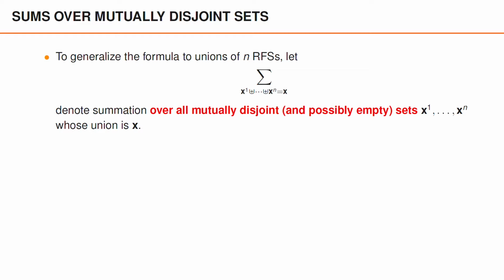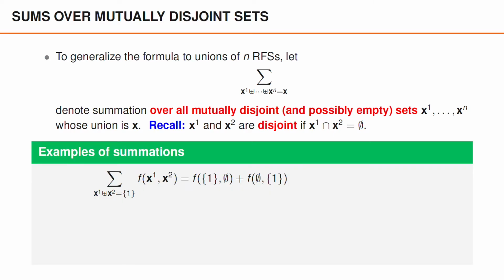In many cases, we take the union of several random finite sets, and it's therefore important to generalize the above formula. To do this, we introduce a symbol that denotes the summation over all mutually disjoint sets, x1 to xn, whose union is the set X. This may look a bit complicated at first. Please recall that sets are disjoint if their intersection is empty, and mutually disjoint means that none of the sets share any elements. A convenient way to understand this notation is to look at a few examples. As a first example, consider the summation over all disjoint sets x1 and x2, whose union is a set that contains the element 1. In this case, there are two possibilities.